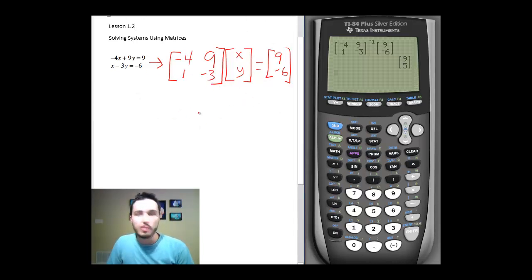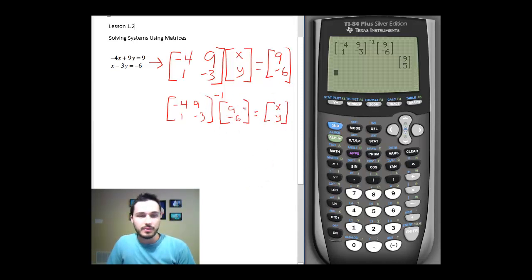So I want to write what we just did over here by hand. I'm going to make that same little matrix again: -4, 9, 1, -3. I want to show you what by hand it's supposed to look like. Then this little inverse, that's what that's called, the -1, and then that 9, -6. When you do this in this way, then the answer is x, y. And that's what we were looking for. We were looking for the x and the y.